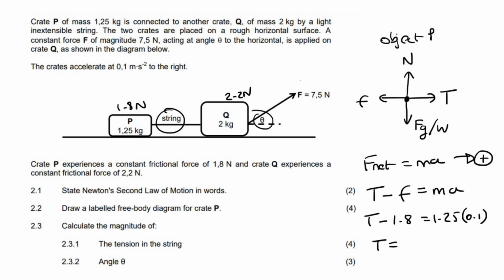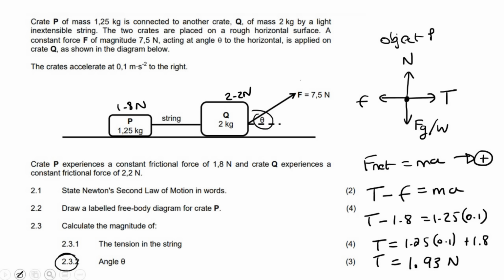Okay, now if we go solve, we get 1.25 multiplied by 0.1 plus 1.8. Let's write that a bit better. And so if we go work this out, we get 1.93 newtons. And you won't say right or left, because this tension acts right and left. On this object, it acts to the right, and on this object, it acts to the left. And that's why they said magnitude anyways. There's no direction for that.